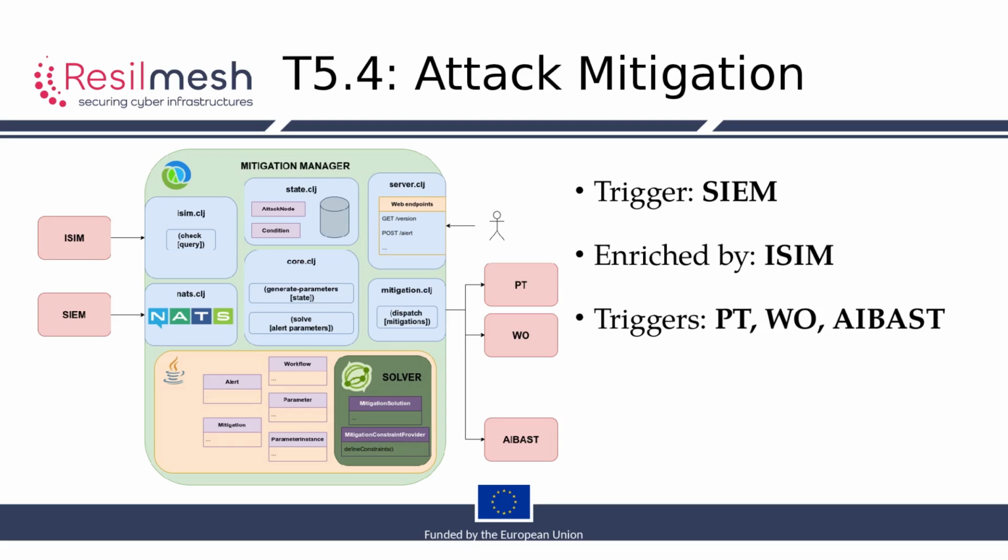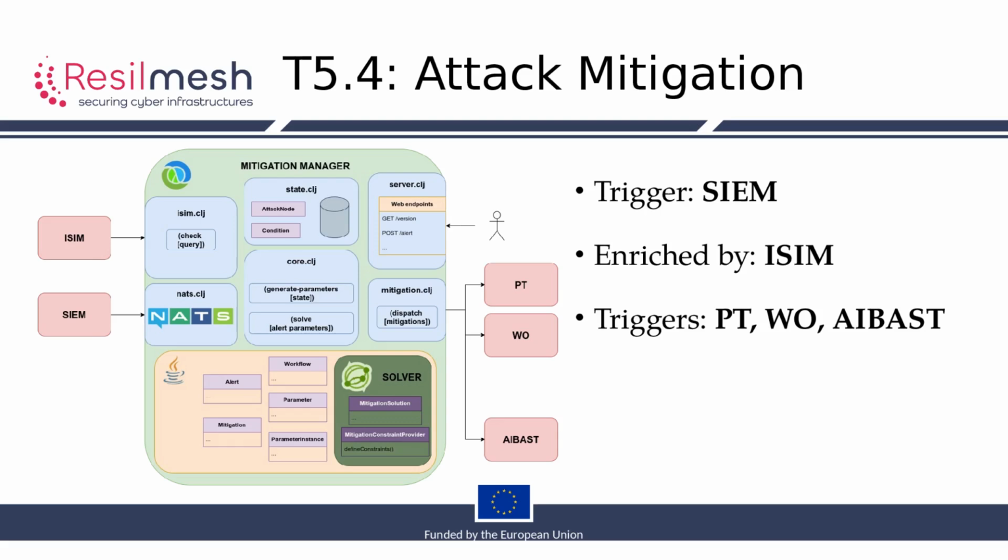We will be focusing on the Mitigation Manager component, as it is the component with the most changes when compared against the previous iteration. The Mitigation Manager initiates the attack mitigation flow when receiving a security alert from Wazuh, through a NATS message queue. The component makes use of the cyber situational awareness and risk score information available through the ISIM component to enrich its internal state, used to run the AI planning phase in order to obtain a mitigation plan. Finally, the Mitigation Manager will trigger the execution of the obtained workflows through the Playbooks tool and Workflow Orchestrator components, as well as initiate any pen testing exercise through the AI-based automated security testing component.